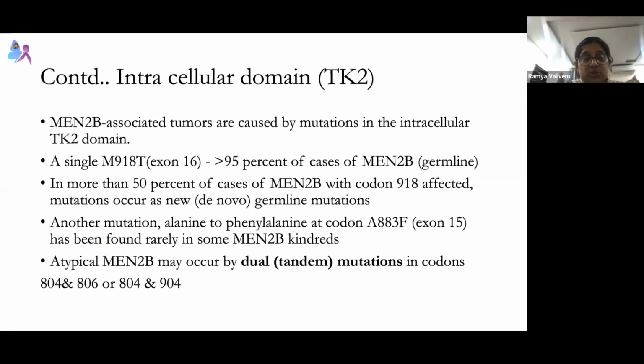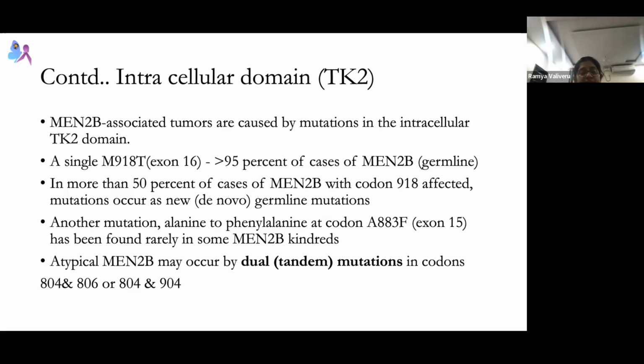MEN2B associated tumors. 2B, that means they're aggressive, caused by mutations in the intracellular TK2 domain. A single exon 16 M918T, methionine to threonine. More than 95% of the cases of MEN2B have this. Because it's such a lethal disease, we hardly see that these patients survive, procreate, and then the baby gets MEN2B. Most of the times, it's a de novo mutation that has happened.